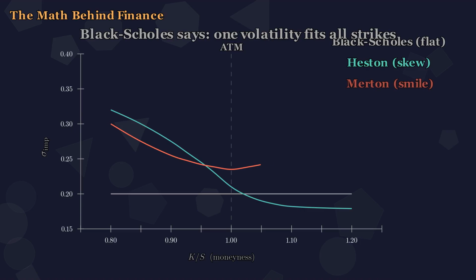Now Merton's jump-diffusion with symmetric jumps. When the mean jump is 0, crashes and spikes are equally likely. Both tails get fatter. The result is a U-shaped smile, symmetric around the at-the-money strike.